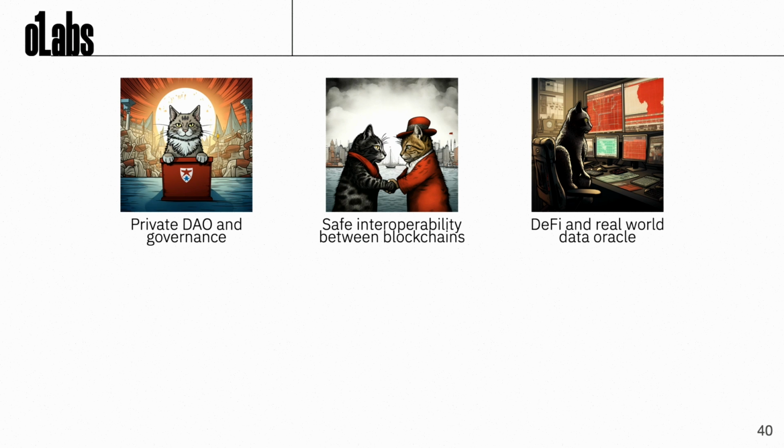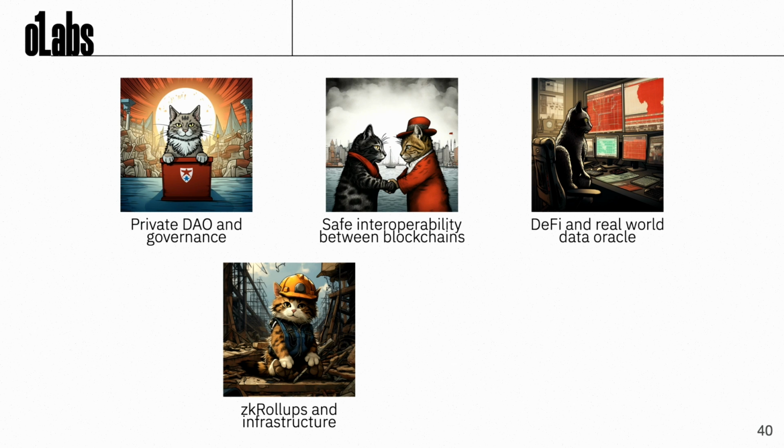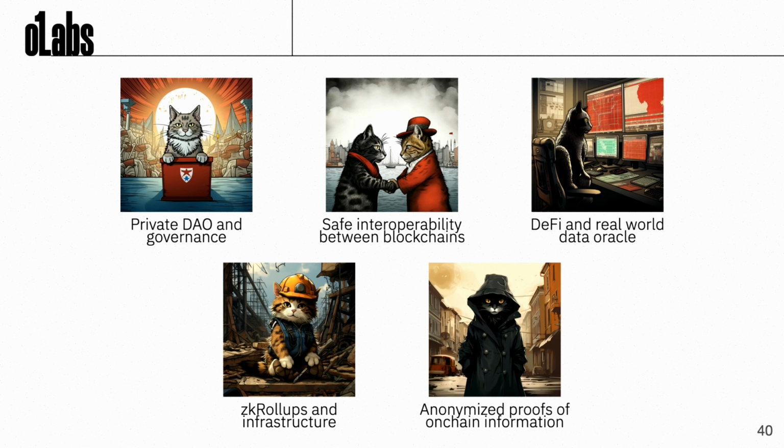There's a DeFi and real-world data oracle case. You can prove data off-chain, you can verify it on-chain. There could be all sorts of DeFi, real-world data use cases. There's an entire thing about ZK rollups and infrastructures which you can do. And there's also a big part about anonymized proofs, KYC, identity, off-chain information. That's also a big one.